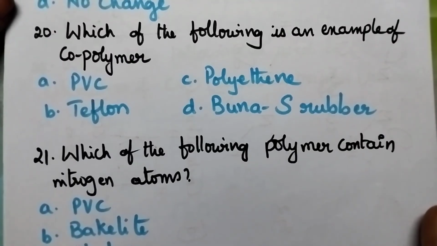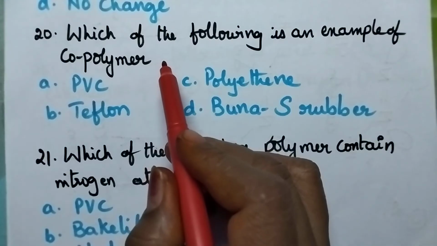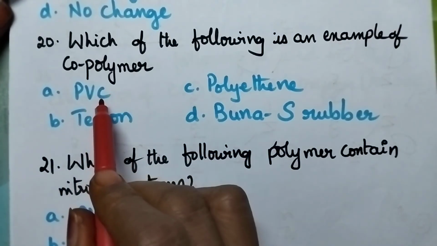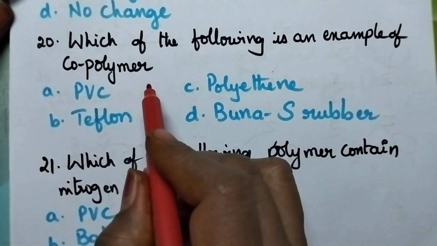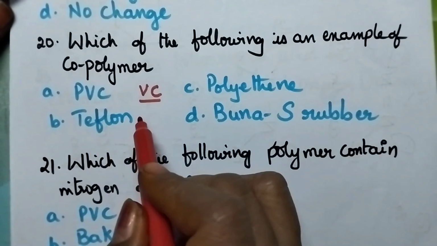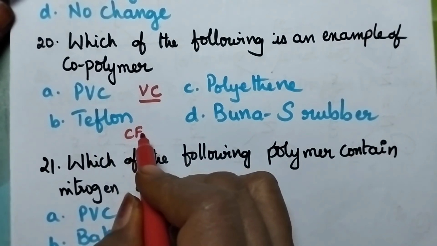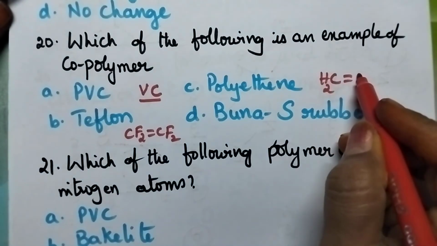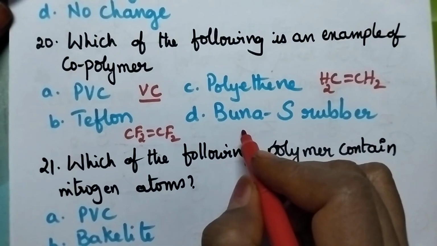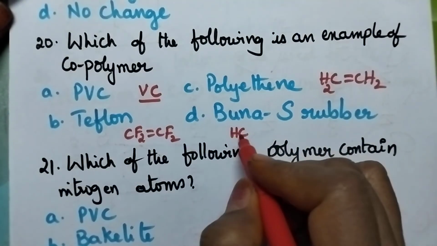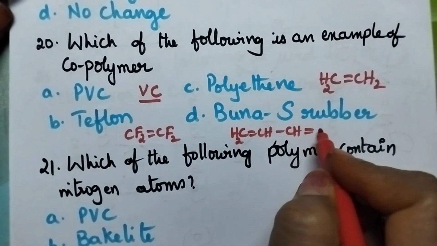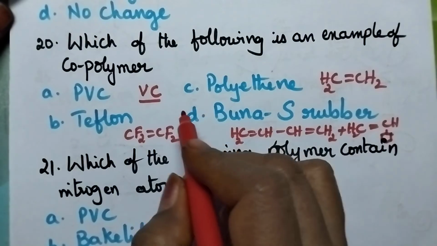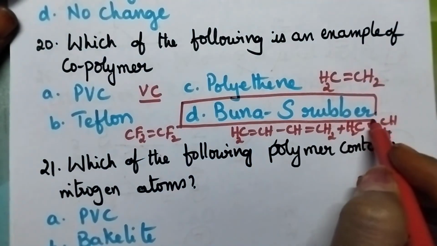Which of the following is an example of copolymer? Copolymer means it is obtained by the polymerization of monomers having different chemical structures. Coming to the given options, PVC is obtained by the polymerization of vinyl chloride. Teflon is obtained by the polymerization of tetrafluoroethylene. Polyethylene is obtained by the polymerization of ethylene. Coming to the Buna S rubber, it is obtained by the polymerization of 1,3-butadiene and styrene. So option D, that is Buna S rubber, is a good example of copolymer.